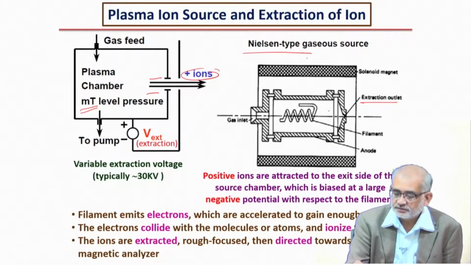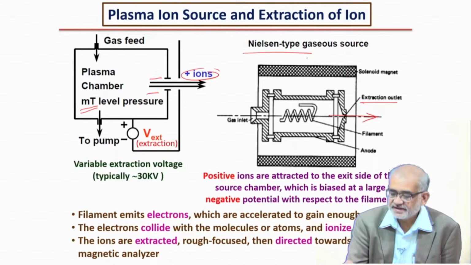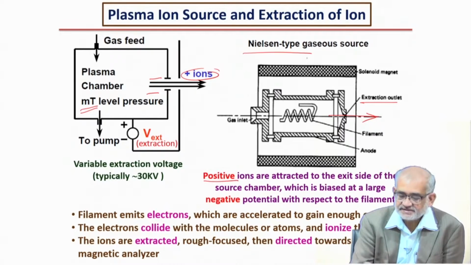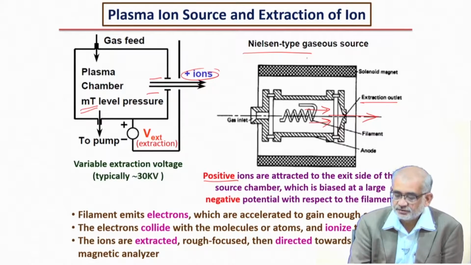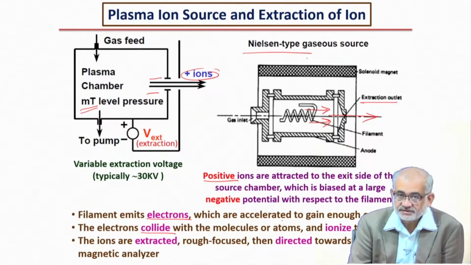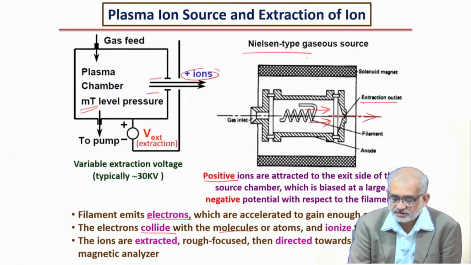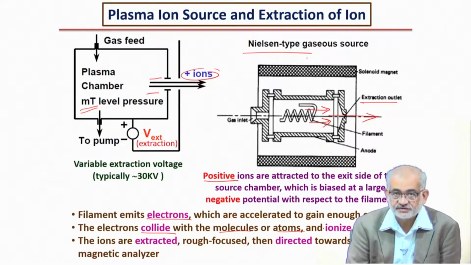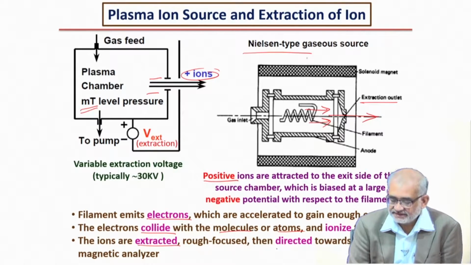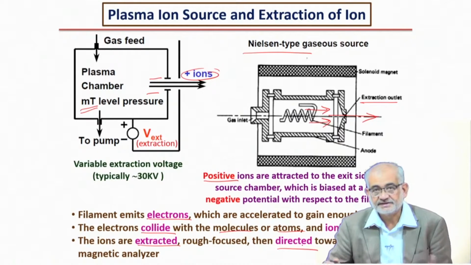Now, once the ions are extracted from this source, these cations will have a natural tendency to drift towards the negatively charged orifice or the opening. So we use the filaments to emit electrons. We allow the electrons to collide with the neutral species, the molecules or atoms, phosphine or arsine and so on. We allow ionization, and then we extract the ions and direct them towards the magnetic analyzer chamber.